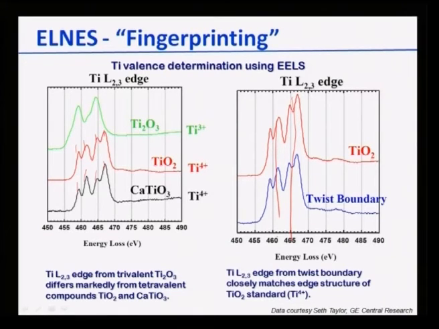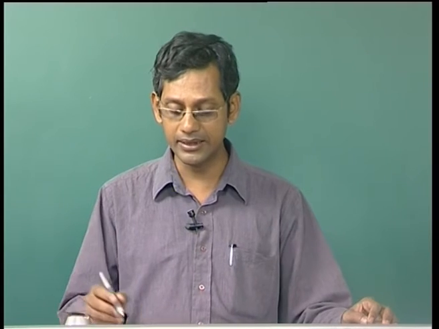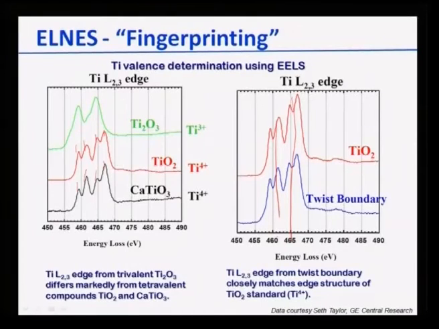So therefore the L23 edge from the twist boundary, although it closely matches with the edge structure of TiO2 standards, has different fine structures. But that cannot be discussed within the framework of this lecture, because one needs to know what a tilt boundary structure is and what a twist boundary structure is. So therefore it can be done. These particular things are taken from Seth Taylor of GE Global Research, and they are very important information.